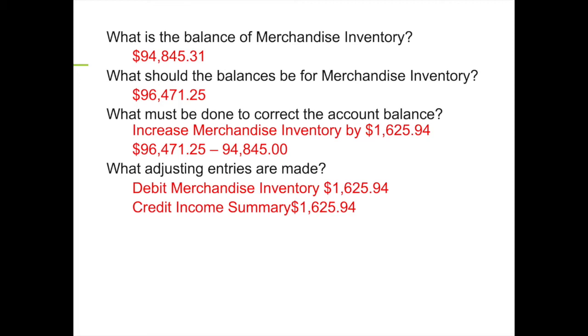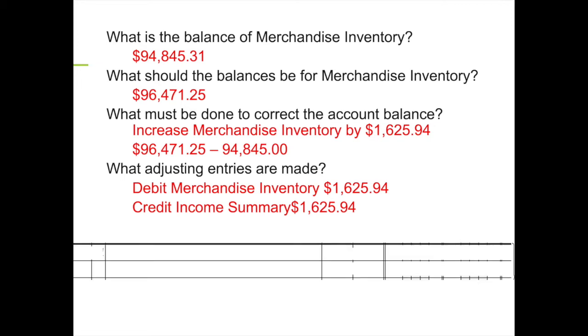Just remember, when an account that requires adjustment does not have a related expense account, the temporary account income summary is used. And again, income summary is that account that has no normal balance. It is just used for adjusting and closing entries.